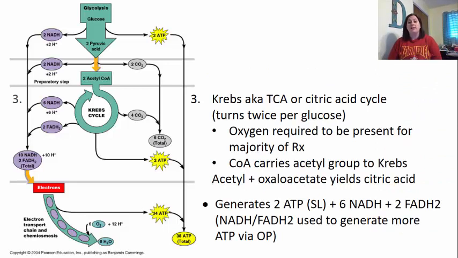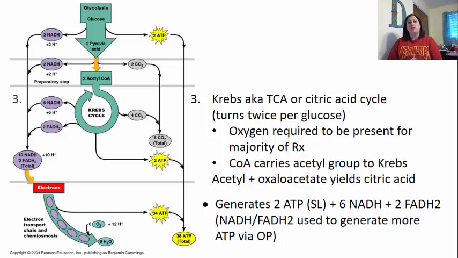The next step is the Krebs cycle. The Krebs cycle is also known as the TCA, or the citric acid cycle. One thing to note, the Krebs cycle does turn twice per glucose molecule. Since glucose got broken into 2 pyruvates, we're going to see that it's going to turn twice. Oxygen is still required to be present here for the majority of the reaction, but it's still not used. Now, CoA, or coenzyme A, is going to carry the acetyl group to the Krebs cycle. So this is going to be acetyl plus oxaloacetate, which is going to yield citric acid, thus the name that it gets, the citric acid cycle.